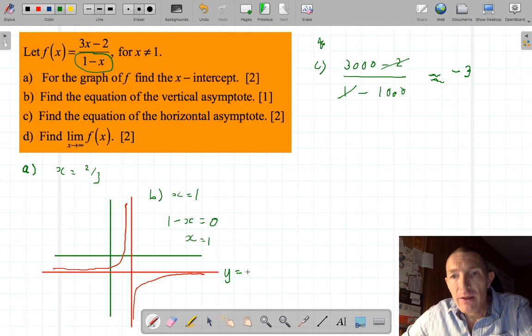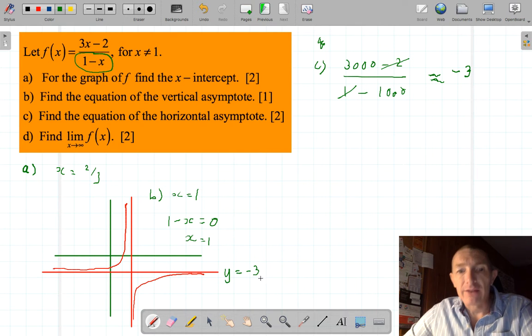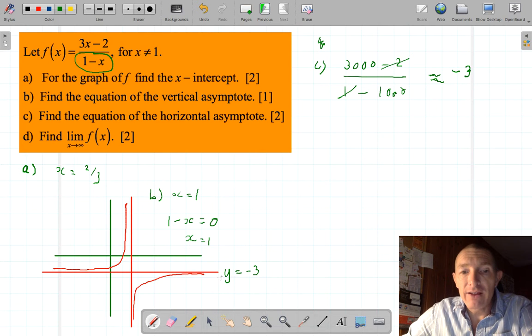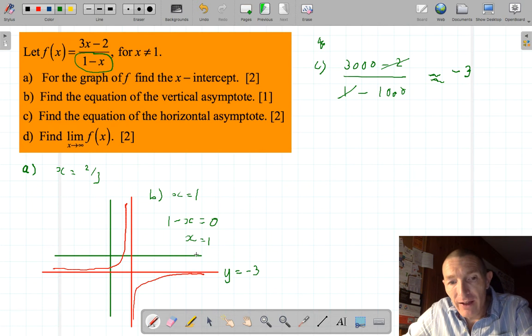That's the curve, and that's my asymptote. And actually, it's the same answer for this. f(x) is going towards, as x gets very, very large, the curve is coming up and going towards minus 3. So it's the same answer for D. The work we put in for C gives the same answer for D. The limit of f(x) is tending towards minus 3.